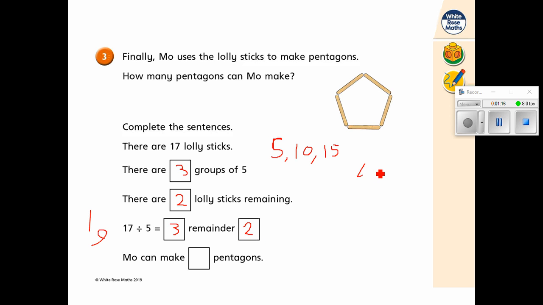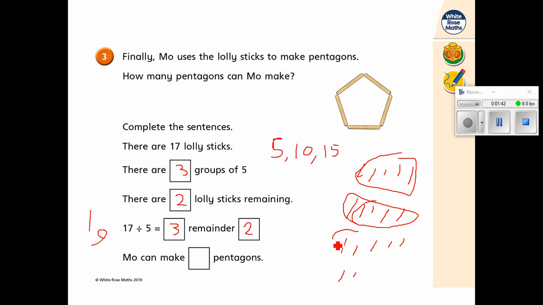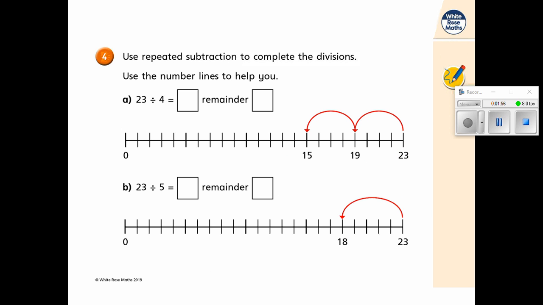And what we can do fairly quickly is draw out the lolly sticks like this, 9, 10, and then 11, 12, 13, 14, 15, and then 16 and 17. Then we can say that there's one group there, and another group there, and another group there, and then we can't have this as a group because there are not enough. So therefore 1, 2, 3 groups, remainder 2. So Mo can make just 3 pentagons. Okay, on to the next question.